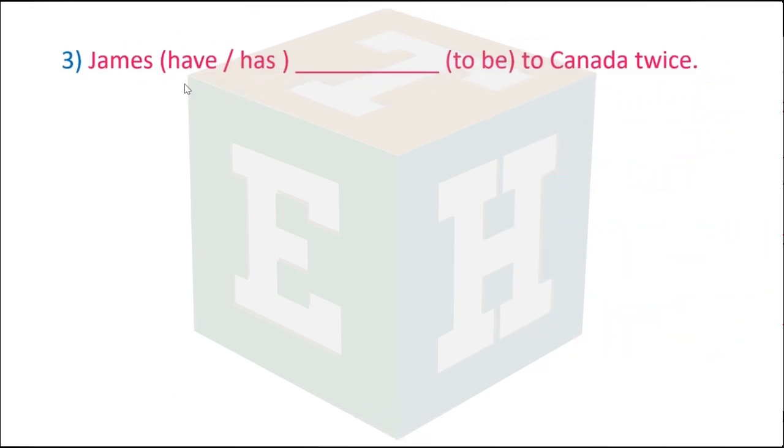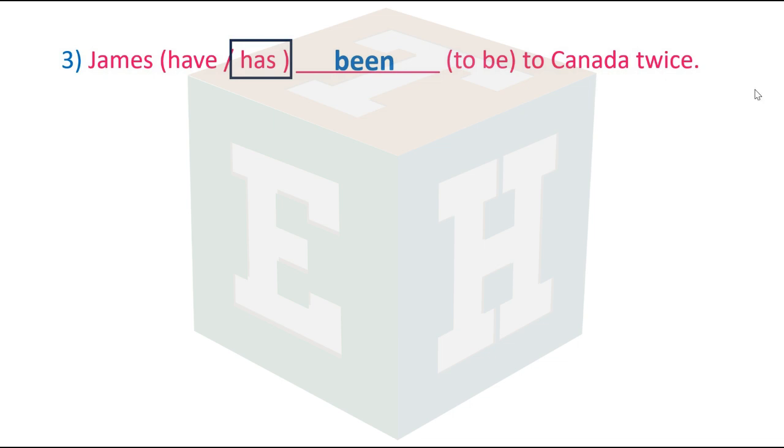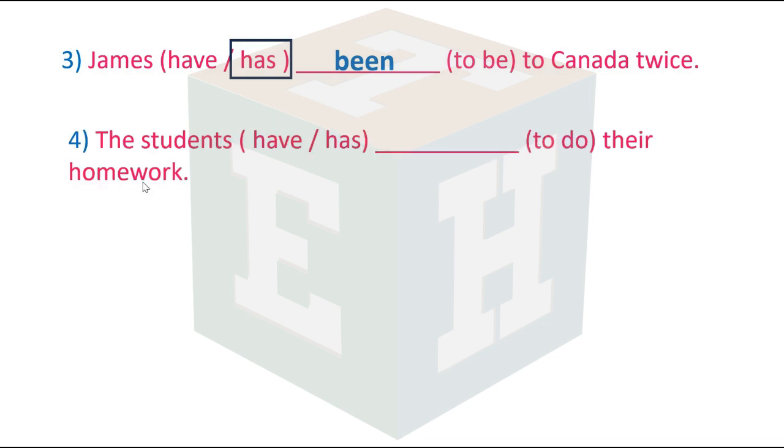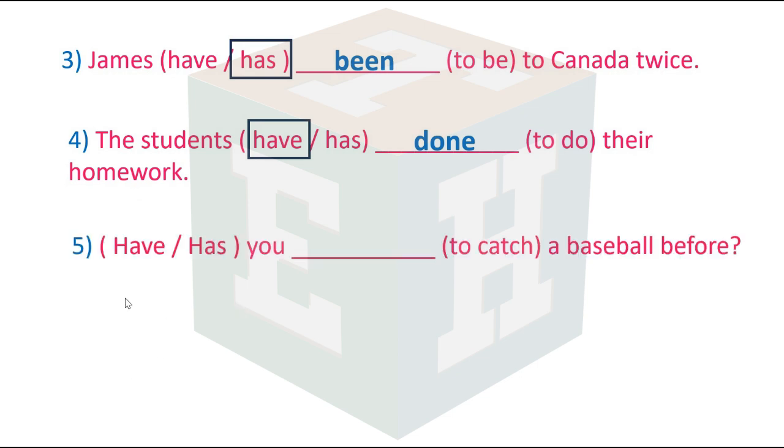Number three, James has blank to be to Canada twice. Answer, James has been to Canada twice. Number four, the students has blank to do their homework. Answer, the students have done their homework.